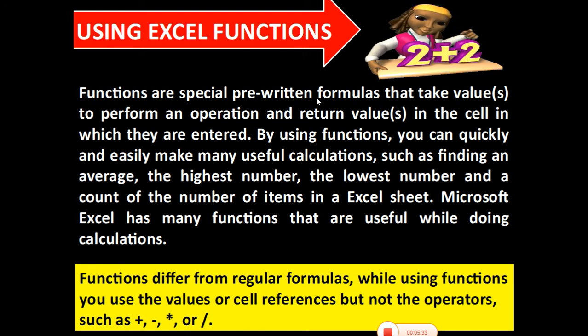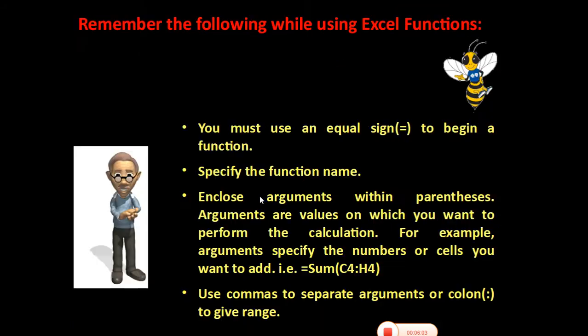Next is using Excel functions. Functions are special pre-written formulas that take values to perform an operation and return values in the cell in which they are entered. Functions differ from formulas because in functions we use values or cell references but not the operators such as plus, minus, multiply and star. We use these operators only in the formulas.